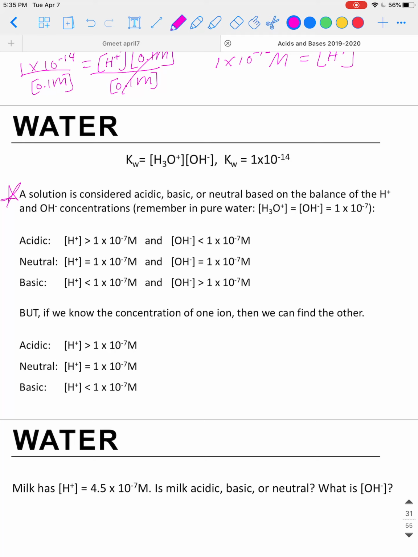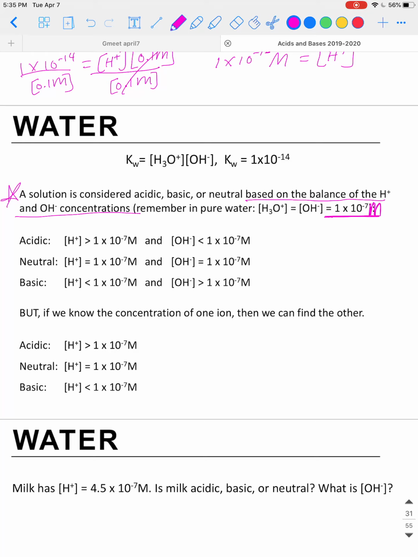A solution is considered acidic, basic, or neutral based on the balance of the H plus and OH minus concentrations. And remember, in pure water, we know the concentration of these: 1 times 10 to the minus 7. And there should be an M right here, molar.